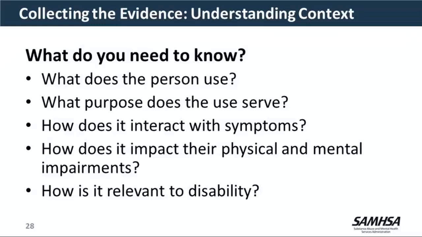How does it impact their physical and mental impairments? Does the drug addiction or alcoholism exacerbate the symptoms of their physical or mental impairments, or does it help lessen their symptoms? And how is it relevant to their disability? So a lot of times the opioid use is a response to an injury, chronic pain, or mental anguish that the applicant's experiencing. It's important to understand its relevance in relation to the applicant's disabling condition and to clearly depict this in your medical summary report.